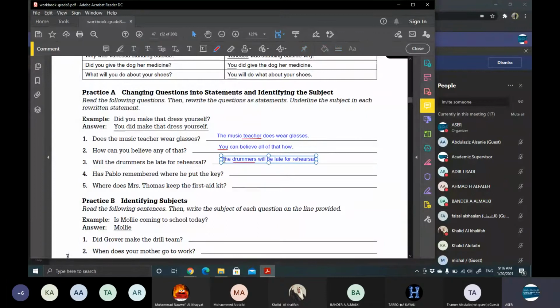See how we can alternate a question into a statement just to find the subject more easily. Of course, we can just find the subject in the sentence, the music teacher. So here does is the auxiliary verb, and the music teacher is the complete subject, only teacher is the simple one. Also here, how can you? So after the modal verb, we will find the subject. Will the drummers? So we were speaking about the drummers. So we just change the question into a statement to make it easier for us to find the subject. Number 4, Khalid Al-Malki.